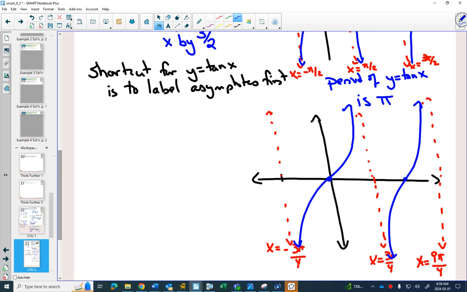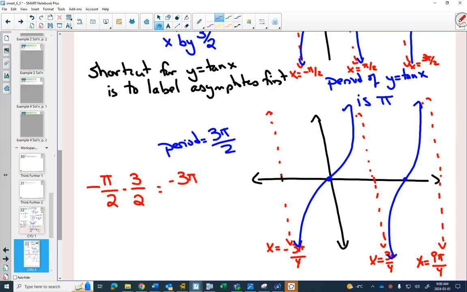And here is our new graph. And our new graph has a period. If the period was pi, and we multiplied by 3 over 2, our new period is 3 pi over 2. The over 4 is because let's take our first asymptote, which is negative pi over 2. And if we're multiplying our x values by 3 over 2, how do I multiply fractions? I multiply the tops. That will give me negative 3 pi. I multiply the bottoms. That will give me 4.